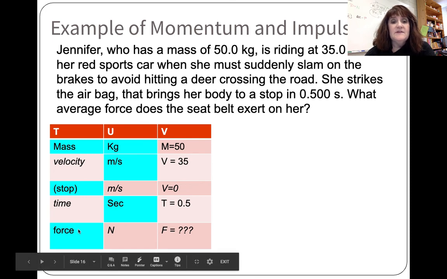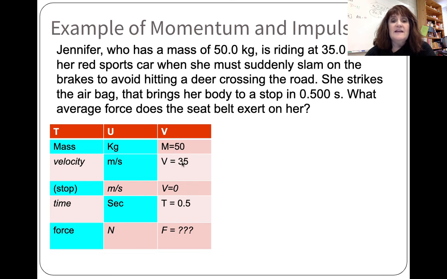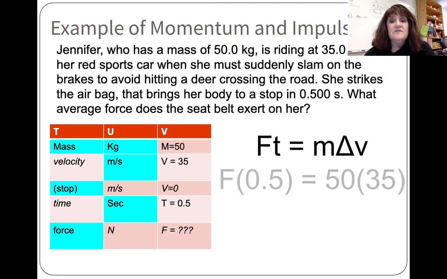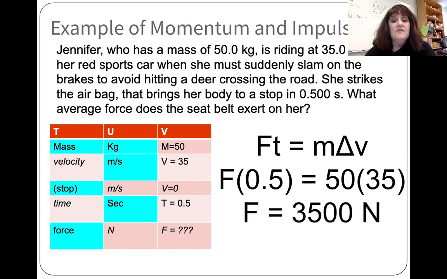You filled in the rest of it. Mass was 50 kilograms. The velocity was 35, and that is the V naught was 35. The V is 0. The time was 0.5 seconds, and we want to find the force. Well, remember that force times time is equal to mass times a change in velocity. Substituting in all the values that we know and solving, we get an average force over her body from the seatbelt of 3,500 newtons. You're going to be doing lots of problems today in class.